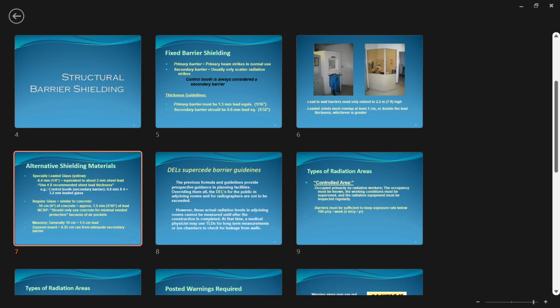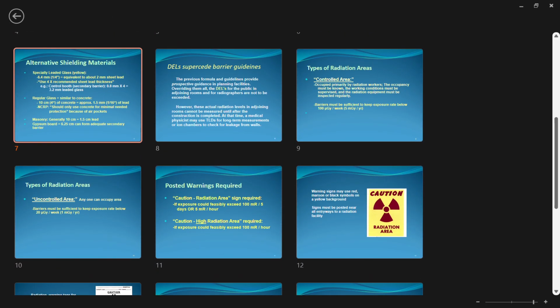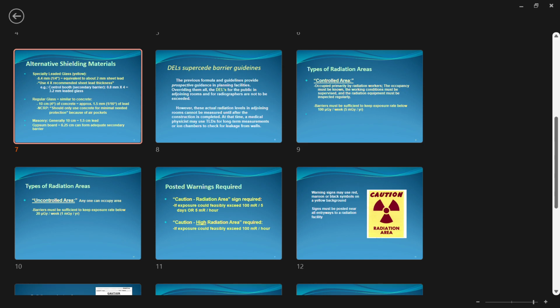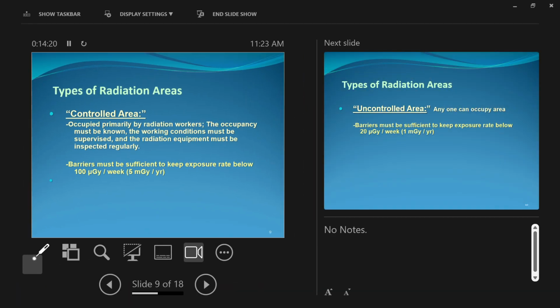Okay, let's move on. Let's talk about radiation areas in facilities that use or will be exposed to radiation within them. There are 2 types of radiation areas. We're going to call them controlled and uncontrolled. A controlled area is occupied primarily by radiation workers. The occupancy must be known, so we know who's going to be in there.